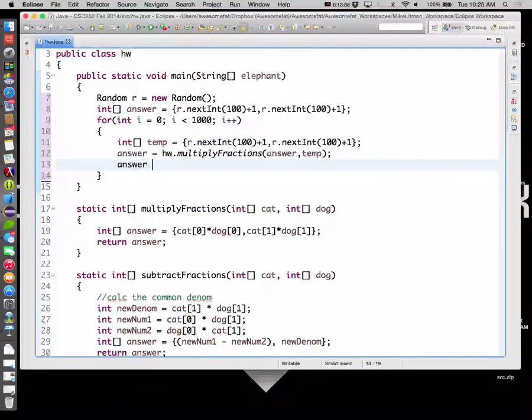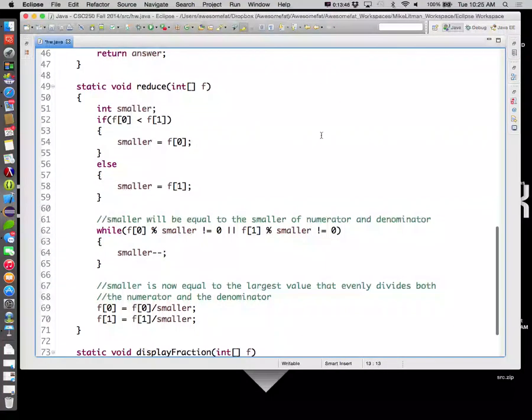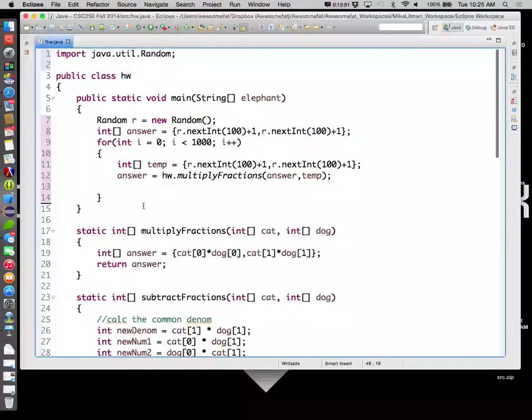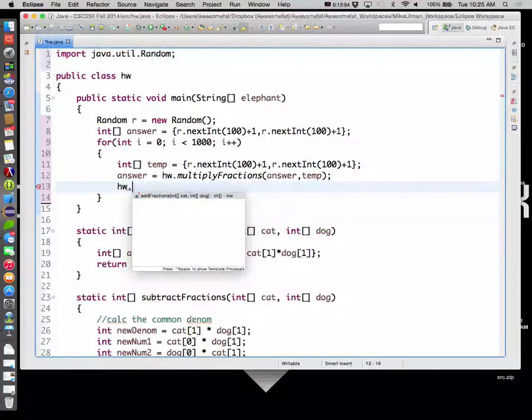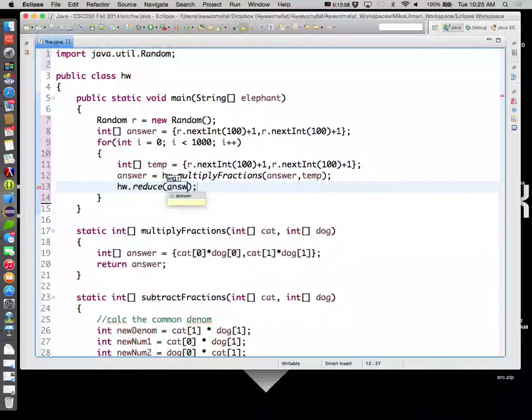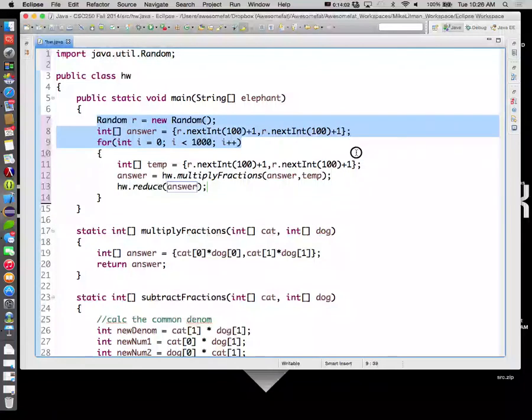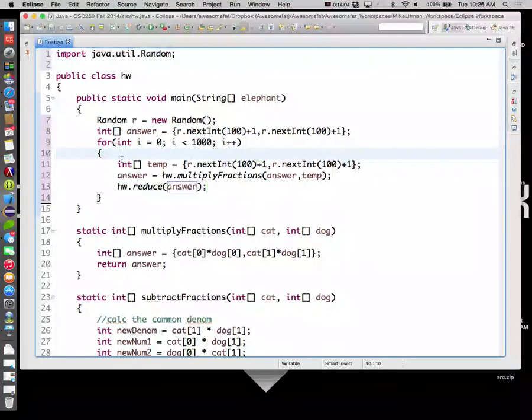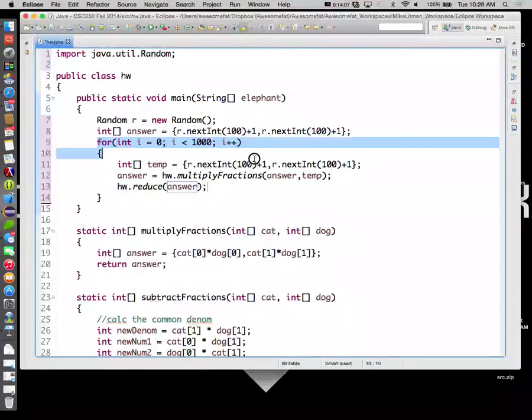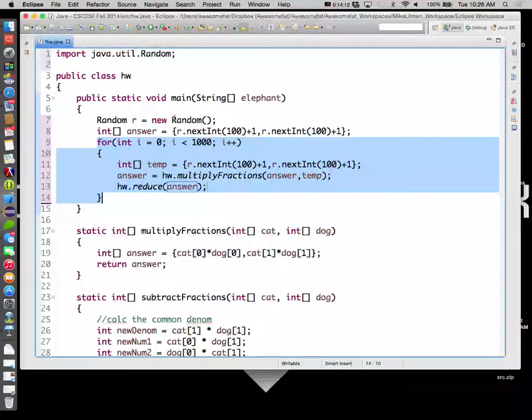And then I'm going to say answer is equal to, actually I don't need to say equal to because we do it in line, right? Our reduce changes the fraction in itself. We don't have to return it. So I'll say HW.reduce answer. Okay, so the hope is this shows what I'm about to tell you. So we're going to try to multiply 1,000 random fractions by each other. And we're going to keep accumulating the answer inside of answer. All right, but each time through, we're going to reduce our fraction.